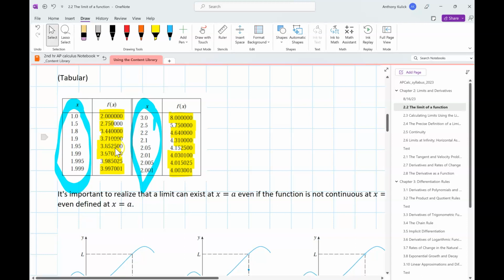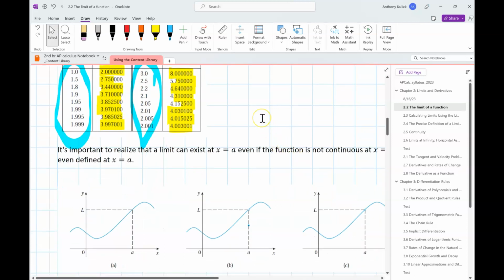Now, as I've mentioned again, it's important to realize that a limit can exist at x equals a, even if the function is not continuous or even defined at x equals a.